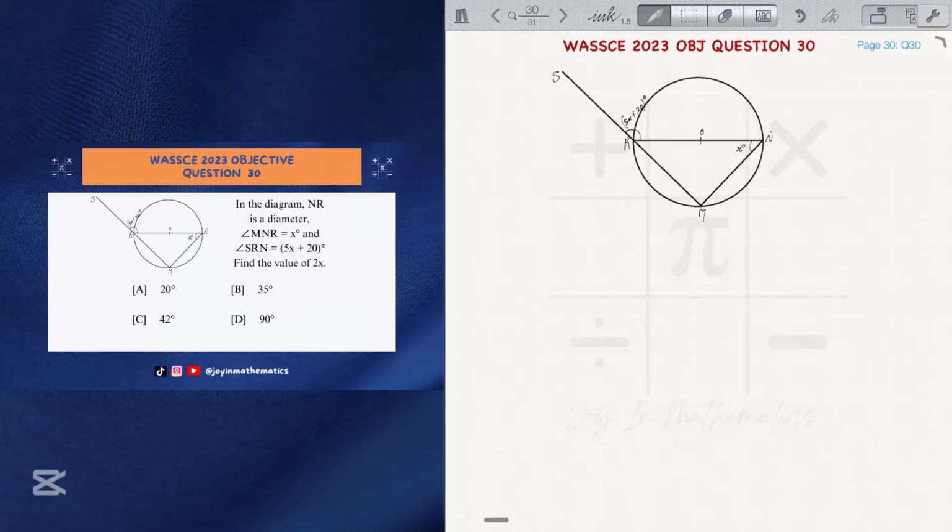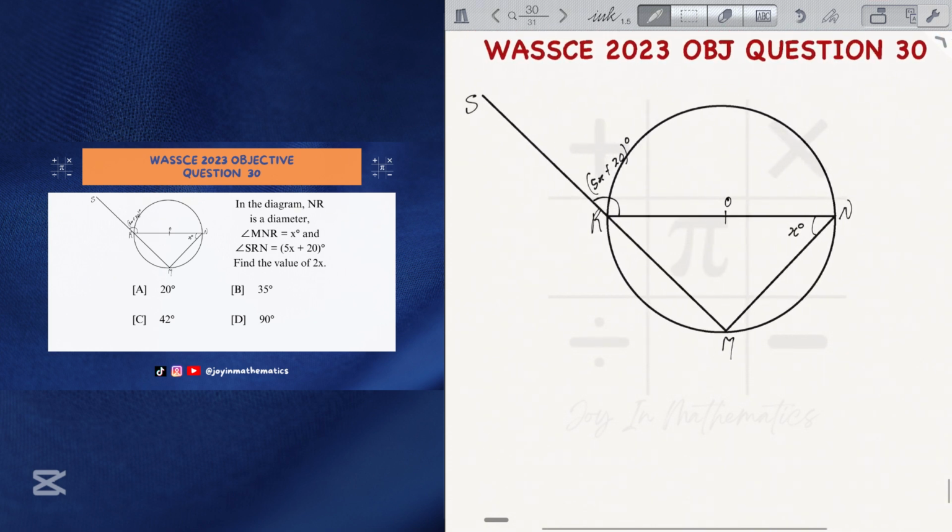Now we want to solve WAEC 2023 objective question 30. The question says in the diagram that NR is the diameter, and we're given the angle MNR as x degrees, and SRN as 5x plus 20 degrees. We should find the value of 2x. Now, how do we solve this? You can pause the video and give it a try.